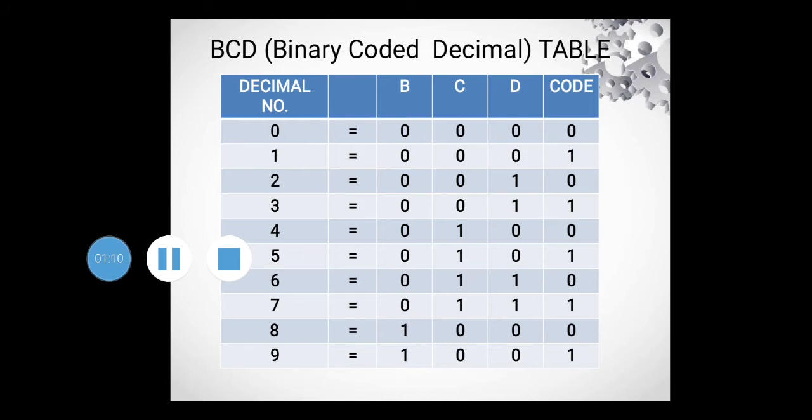So here decimal number 0, its BCD code is 0000. Every decimal digit is represented with 4-bit binary code. So here we will take one more example, that is decimal number 4. Decimal number 4 is represented by 0100. And binary coded decimal number representation can be done only for 0 to 9 numbers.